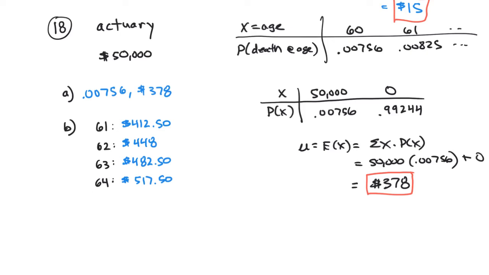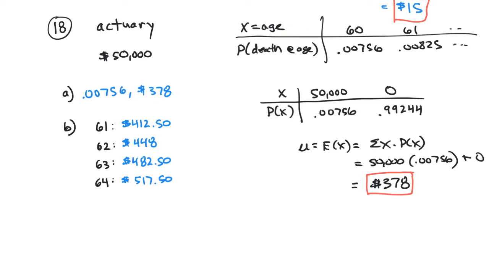So what we've got then are the numbers. So this is the expected cost to the insurance company in her 60th year, 61, 62, 63, and 64. You can see it goes up every time because as somebody gets older, their probability of death gets higher, right? Which is just what we know just from living, right?